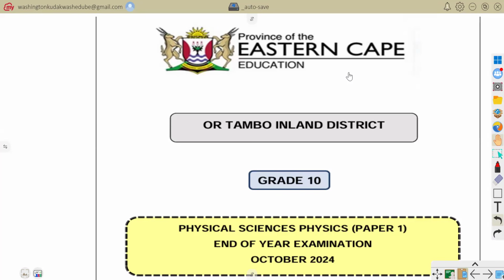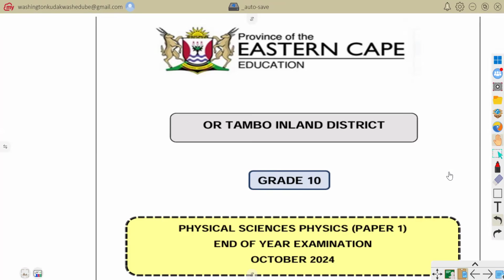We want to start on our revision for our end of year examinations, which are going to come. So we are going to be using question papers for October and November end of year. What we are going to do is look into paper 1 and paper 2 separately. Today I brought you a question paper from the Eastern Cape province. It was from the OR Tambo Inland district for grade 10 physical sciences, which was paper 1.